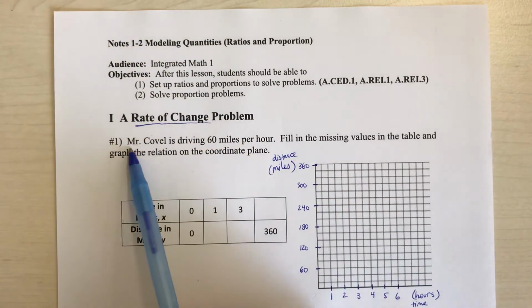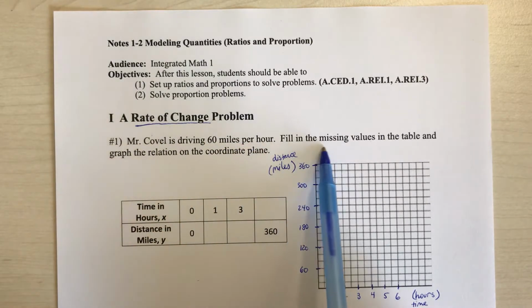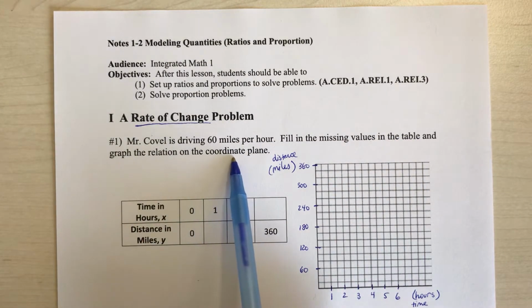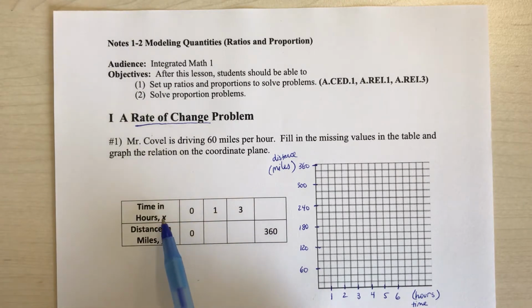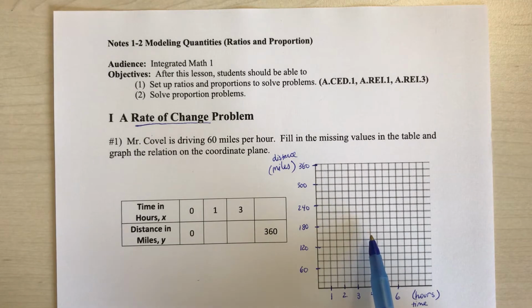And in this example number 1, Mr. Covell is driving 60 miles per hour. Fill in the missing values in the table and graph the relation on the coordinate plane. So we have this table here, and we've got the time in hours. That's going to be our x variable. And then the distance in miles is going to be our y variable. And then on the right of this, we see a coordinate plane here.